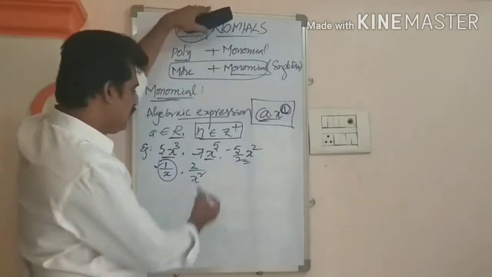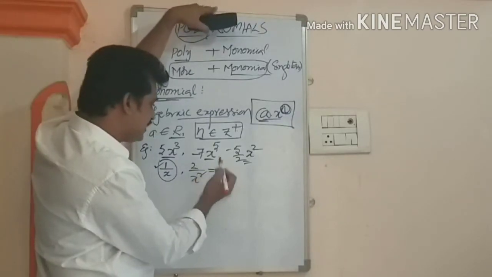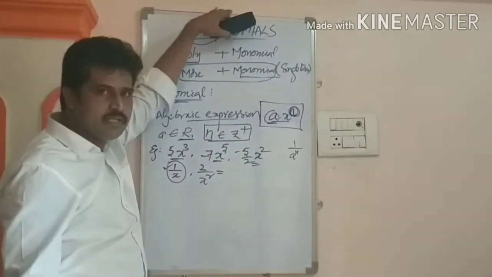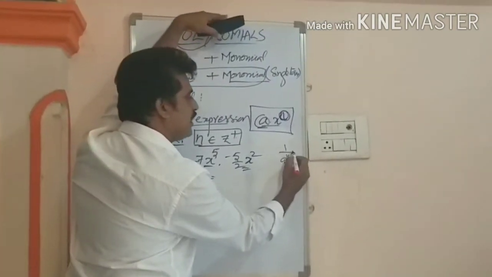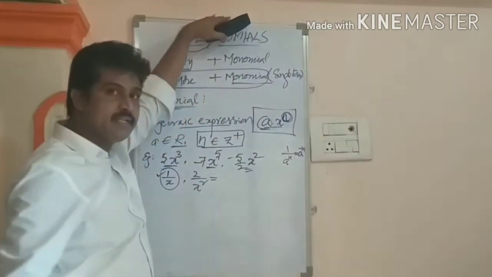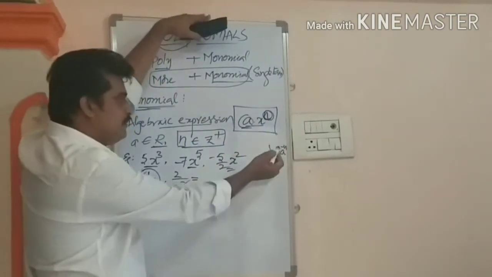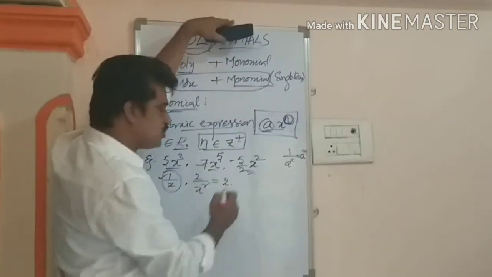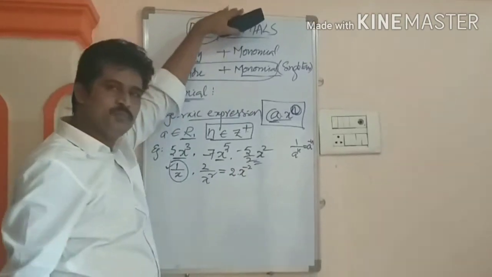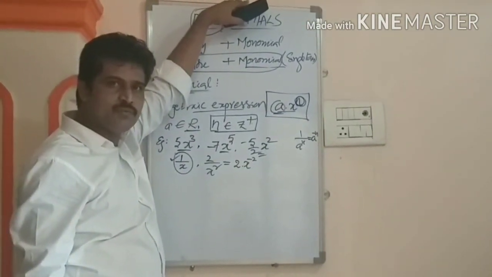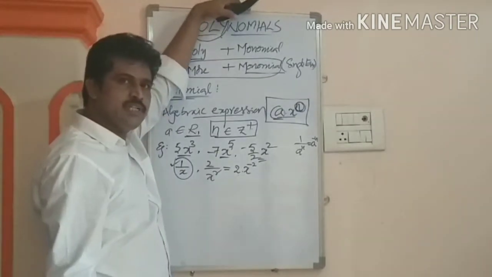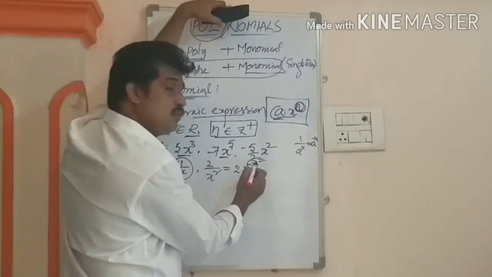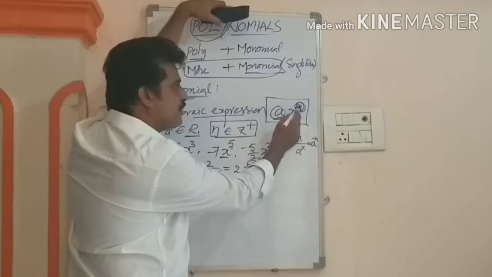But actually, 2 by x square is like 1 by a to the power n. We have formulas in exponents: 1 by a to the power n is equal to a to the power minus n. So in the same way, 2 by x square is 2 into x to the power minus 2. 2 is a real number, a is a real number, and x to the power minus 2, minus 2. What did I say? a into x to the power n.